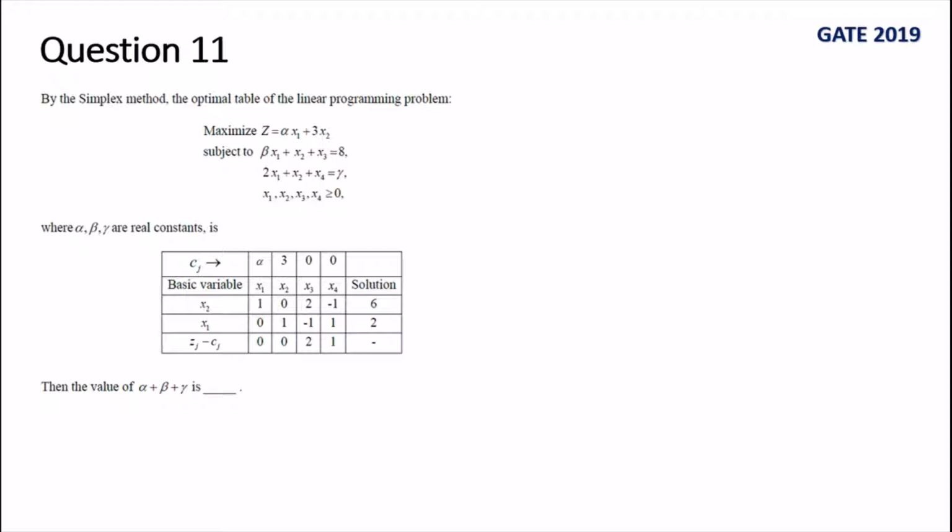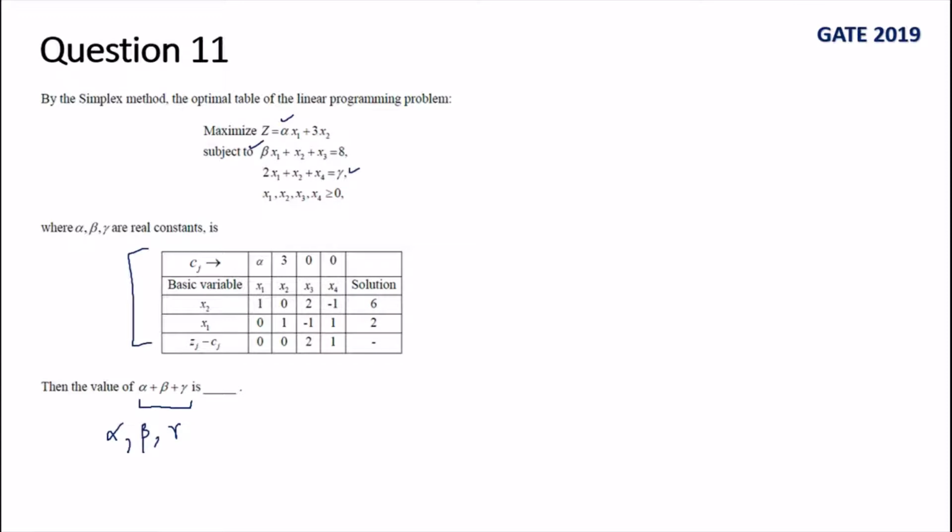Maximize z equals alpha x1 plus 3x2, subject to these two constraints and the non-negativity restrictions, where alpha, beta, gamma are real constants. This table is the optimal table given to us. We need to find the value of alpha plus beta plus gamma. To do that, we need to know the values of alpha, beta and gamma individually, and then we can simply add them and write the final answer. So first we need to find alpha, beta and gamma. Here is alpha, here is beta and here is gamma.